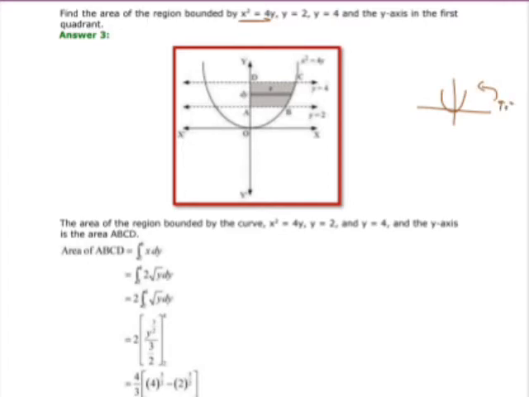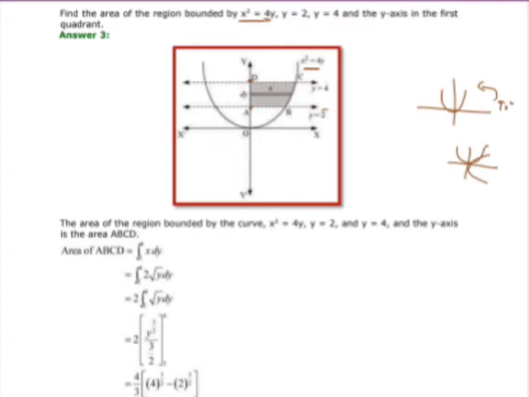So when it is rotating towards 90 degrees, what is the standard form of the parabola? It is like this. When we rotate it by 90 degrees, it becomes like this, right? So now we have plotted the graph. That is x square equals 4y. Again, take y equals 2 at this point, and y equals 4, right? So in the first quadrant they have given the area.